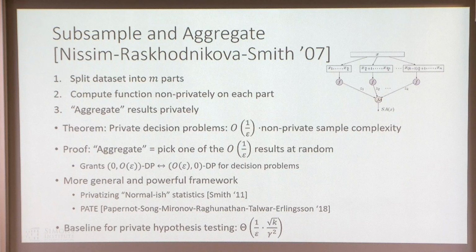But essentially, if you do this type of subsample and aggregate, you're going to get the following baseline for private hypothesis testing. You get the non-private sample complexity with a multiplicative 1 over epsilon, which is already pretty good, to be honest. It's a nice baseline. We didn't have to pay more in the domain size. We didn't have to pay more in terms of gamma. It's a nice place to start, but can we do better?